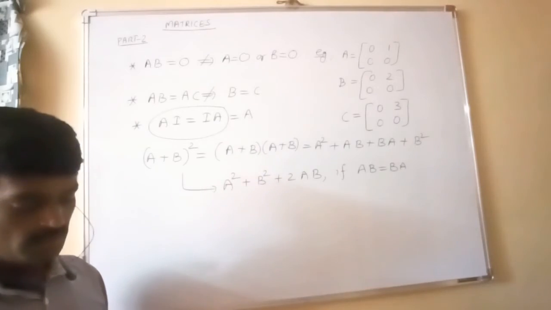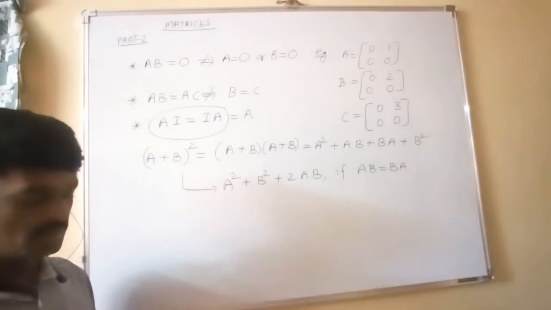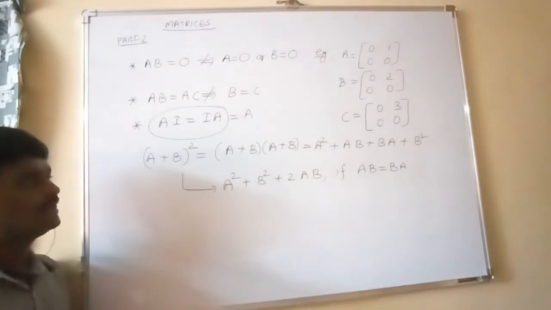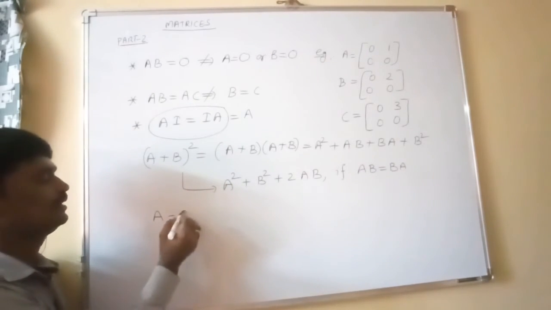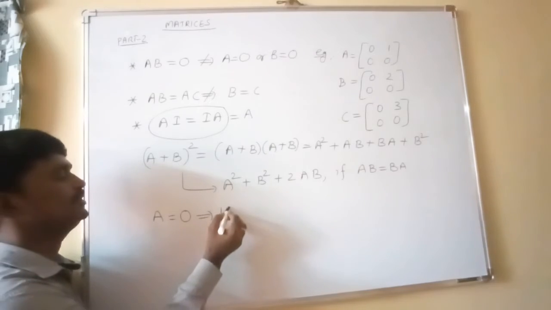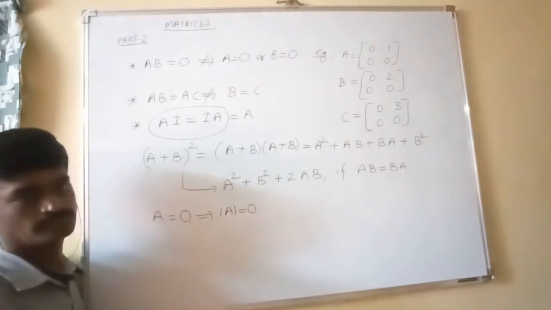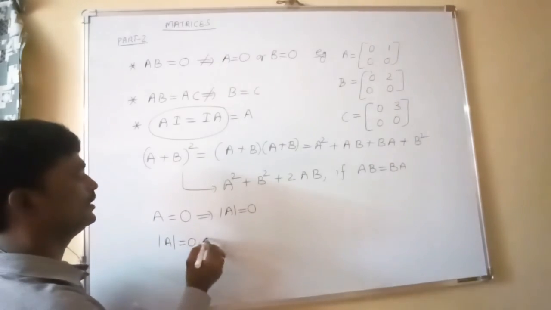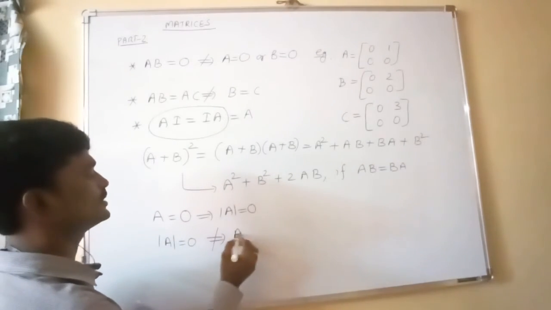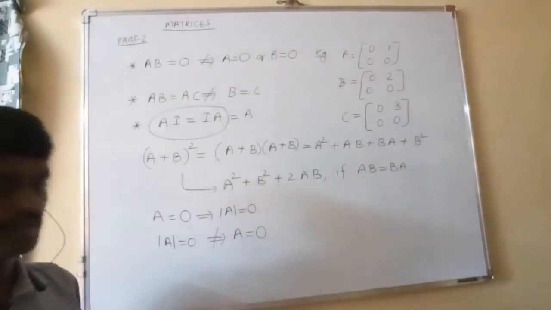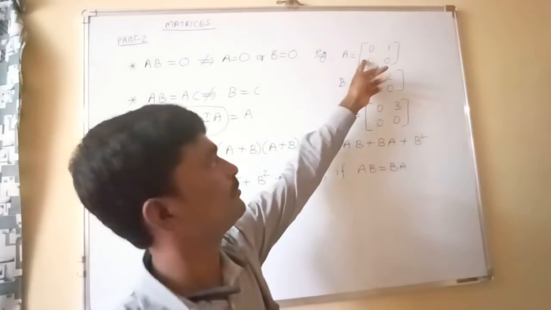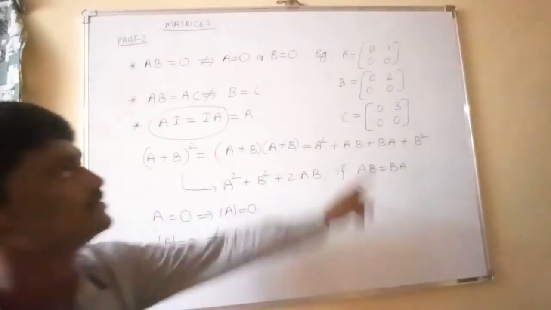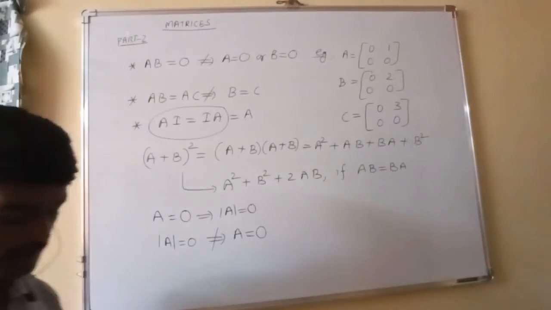Okay, next one. If A is a null matrix, then determinant of A must be equal to 0. But if det A is equal to 0, it need not imply that A is equal to 0. For example, you can take the same counter example. If you find the determinant of this matrix, what will you get? 0 minus 0 is 0. But it is not a null matrix.